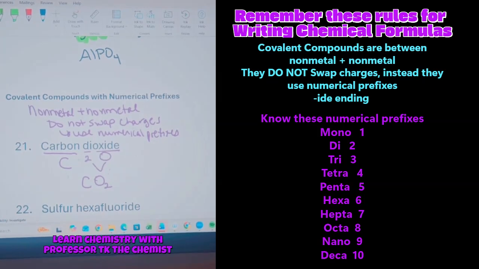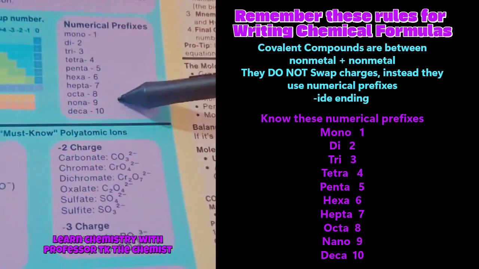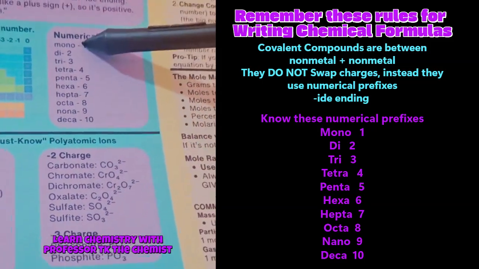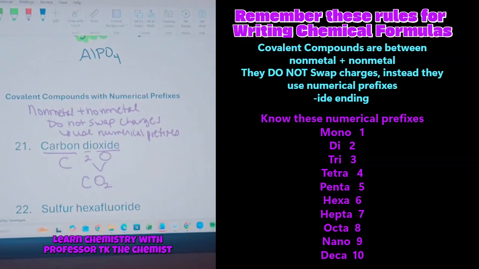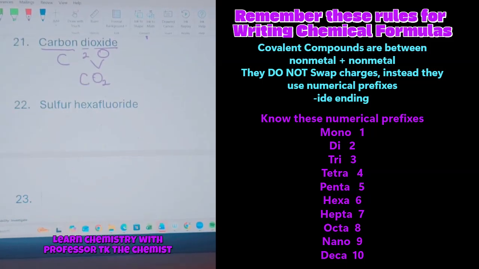You have to know these numerical prefixes right here. Mono is 1, di is 2, tri is 3, tetra is 4, and so forth. Okay? So let me show you another one. Sulfur hexafluoride.